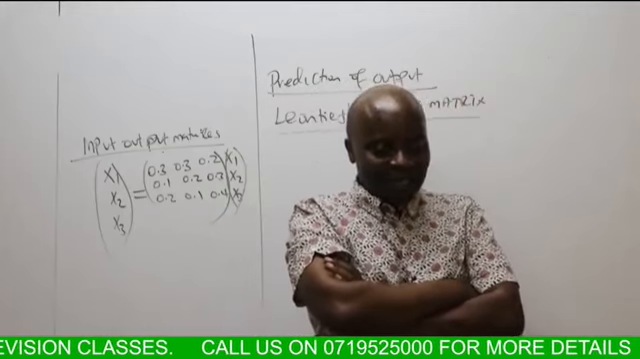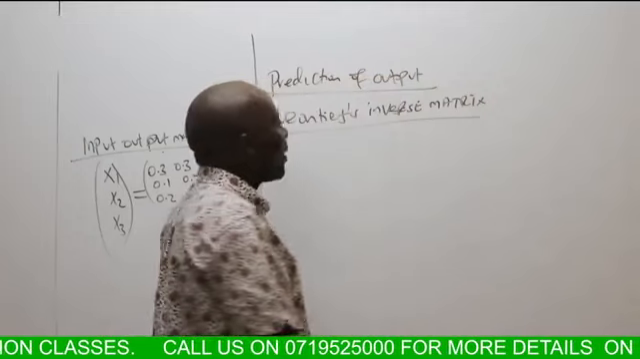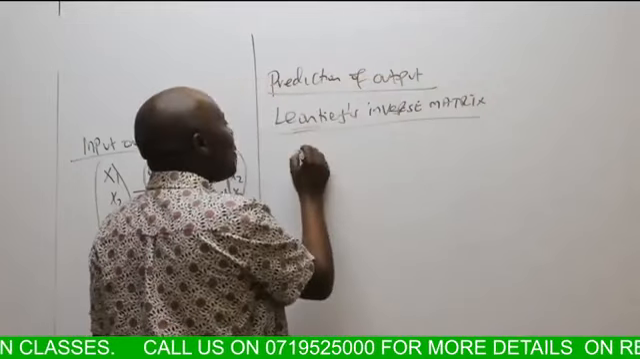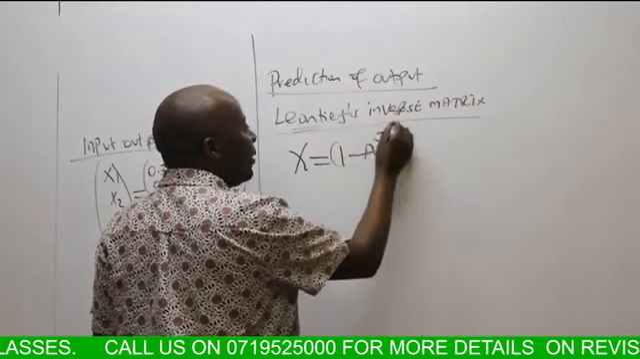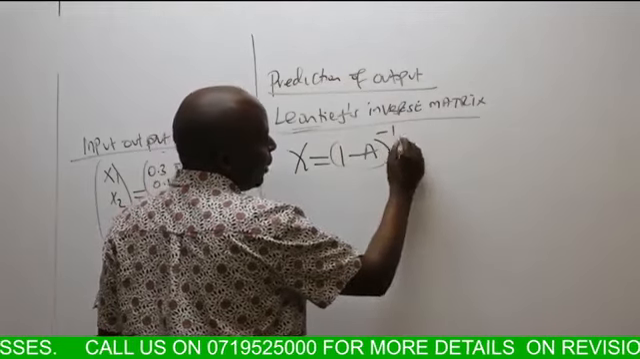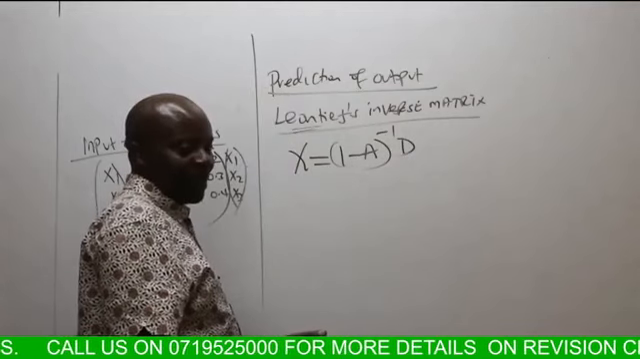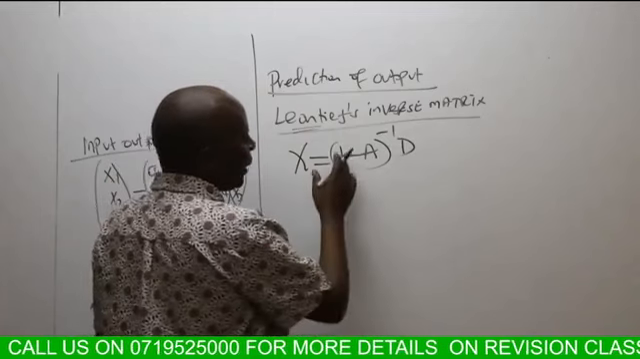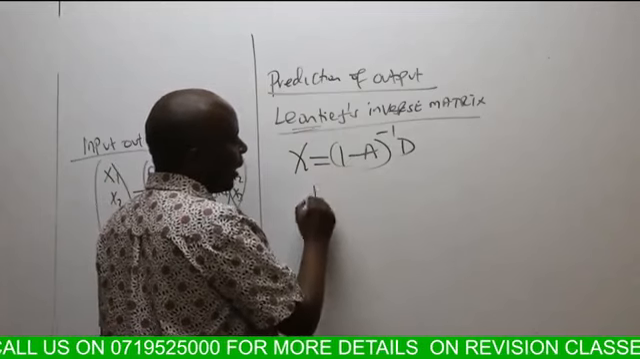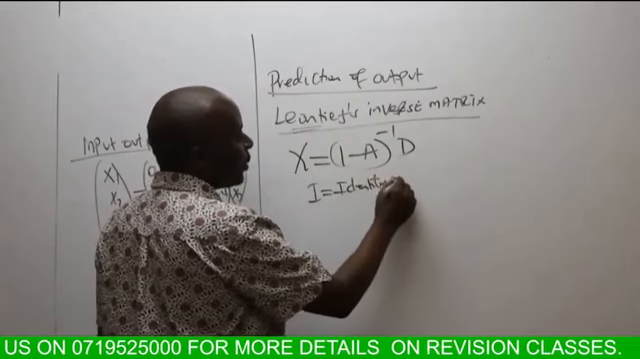Yes, thank you very much. This is the Leontief's, this is the one that I'm looking for: our x should be equal to (I minus A) inverse multiplied by final demand. I know what you guys are talking about. This I stands for identity matrix.